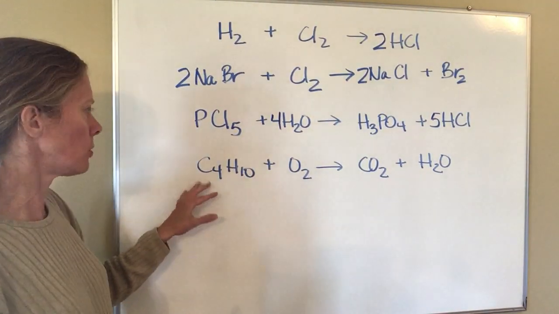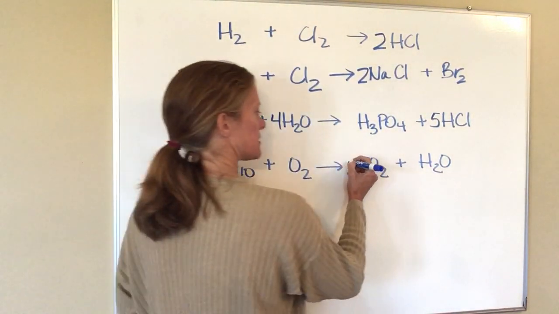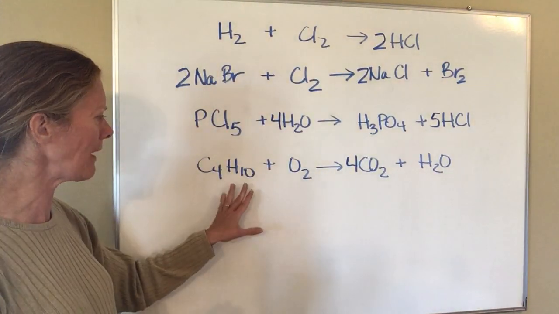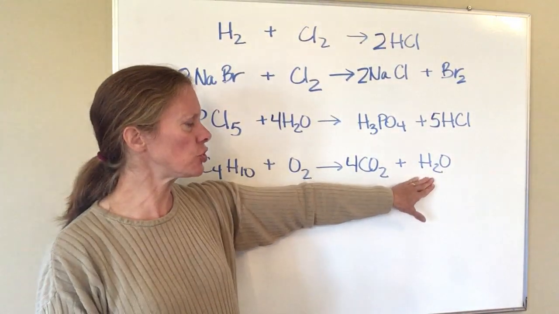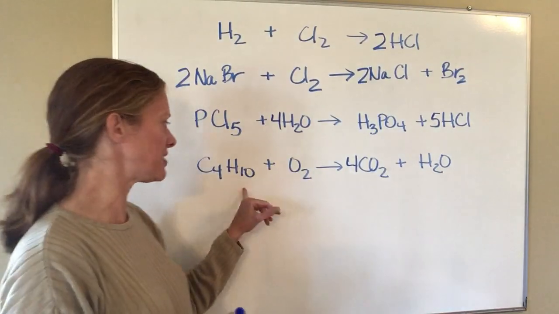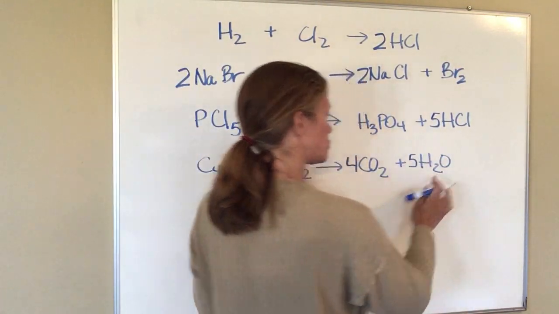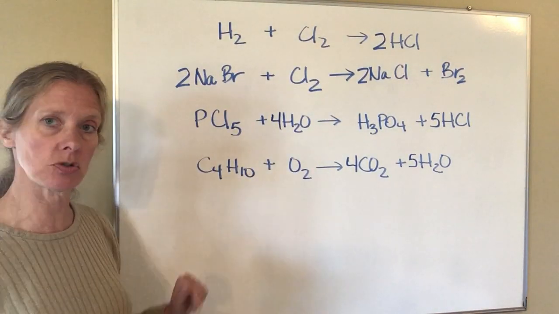Okay, so I've got 4 carbons over here, so that means that I need 4 carbons over on this side. I have 10 hydrogens over here. I have 2 here. Well, what can I multiply this by to take 2 up to 10? Well, if I multiply this by 5, 5 times 2 is 10, and then I've got 10 over here. Okay, so my carbons and my hydrogens are balanced now.